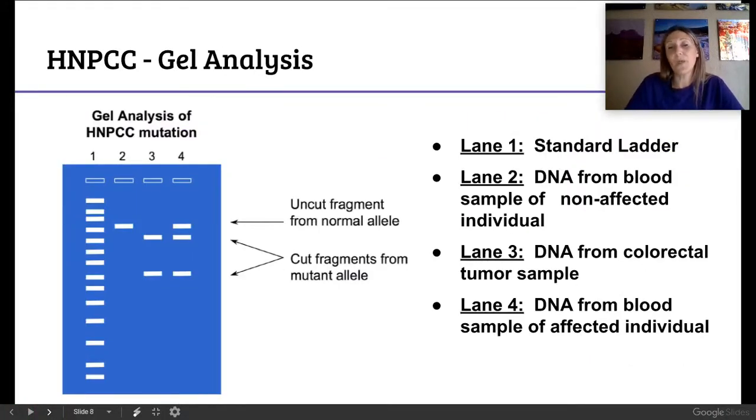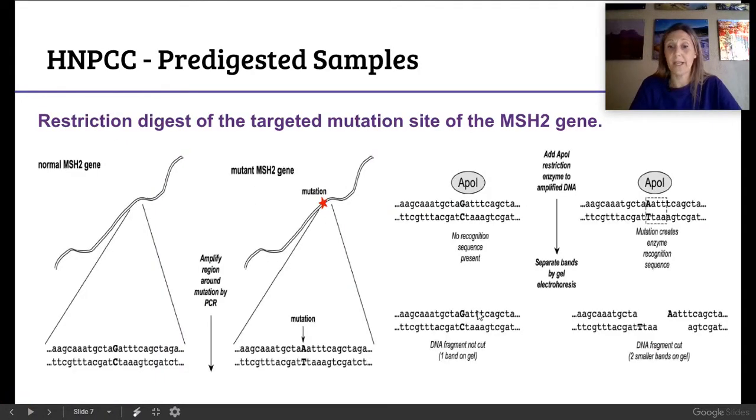So what happens when we look at our results here? We're going to load our gel here, and in the first lane, we're going to have a standard. So these are going to be DNA bands of known sizes. And then we're going to have one lane of an individual that is not affected. So they do not have the mutation for this cancer type. And that individual then, as we know from this previous slide, is going to have 2 copies of this gene that do not get cut.